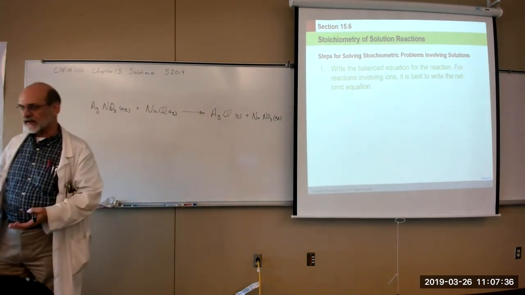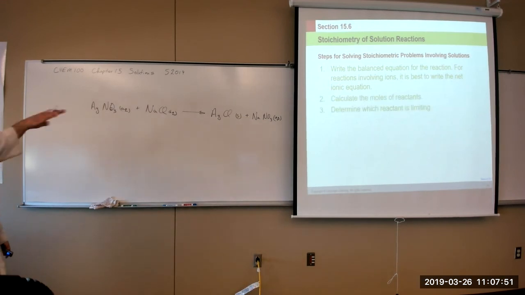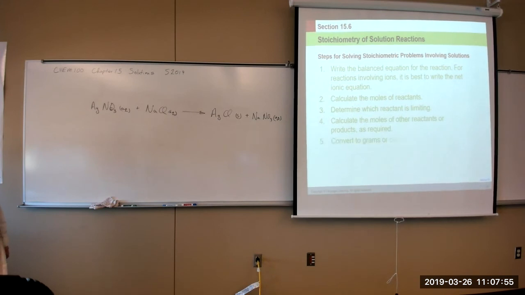The word is precipitate. These are solutions. Silver chloride is not soluble to any great extent. It drops out of solution, and we can tell how much we made. That's in stoichiometry. And that's basically what this is saying in green letters.